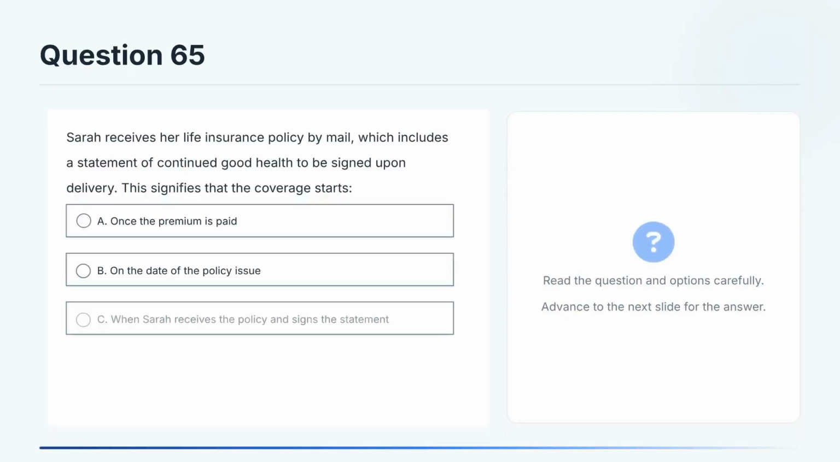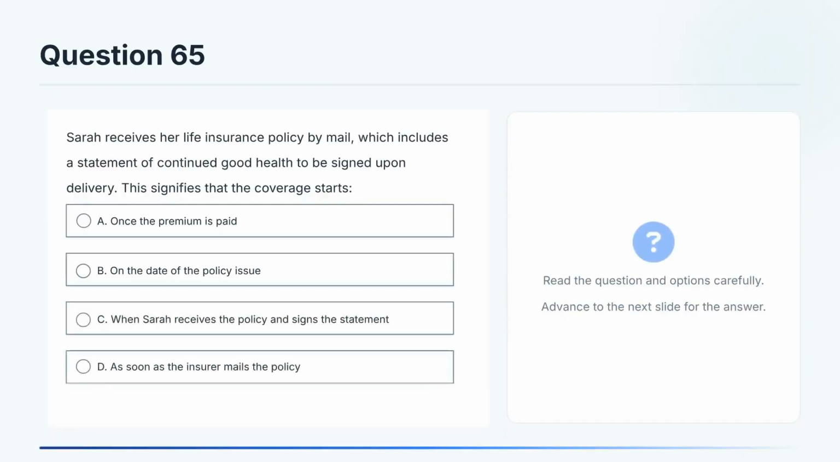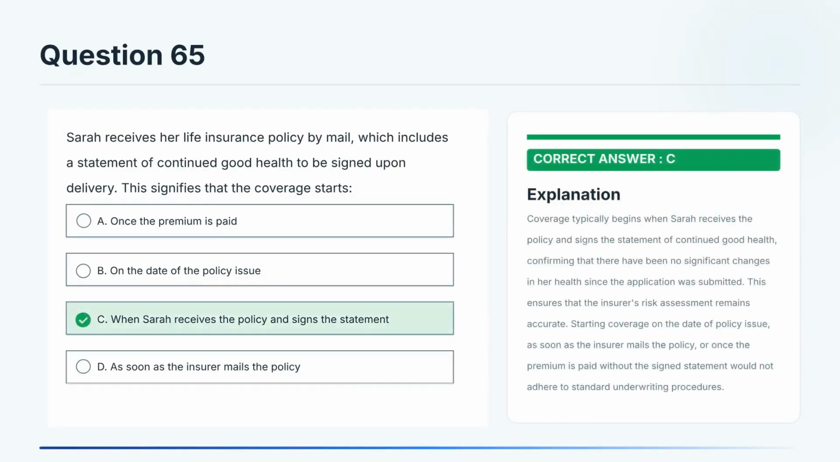Question 65. Sarah receives her life insurance policy by mail, which includes a statement of continued good health to be signed upon delivery. This signifies that the coverage starts A. Once the premium is paid. B. On the date of the policy issue. C. When Sarah receives the policy and signs the statement. D. As soon as the insurer mails the policy. The correct answer is C.